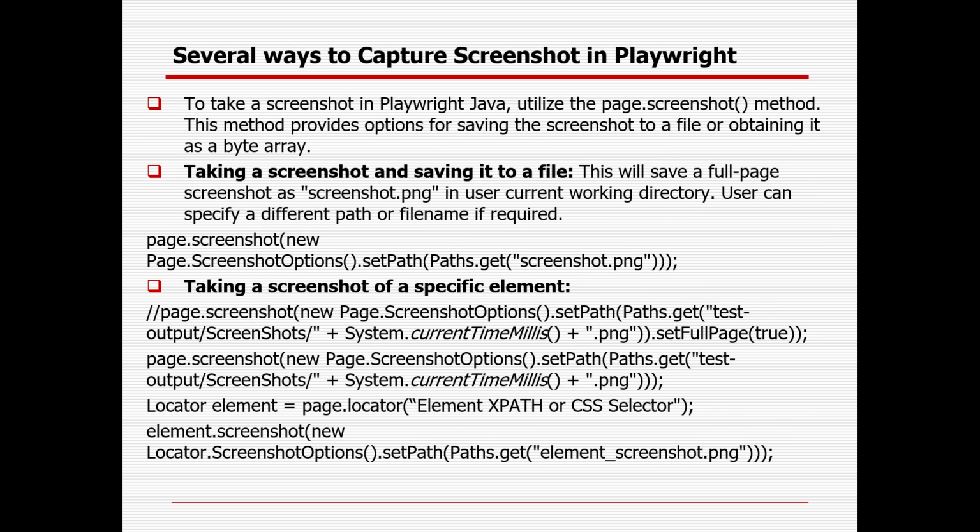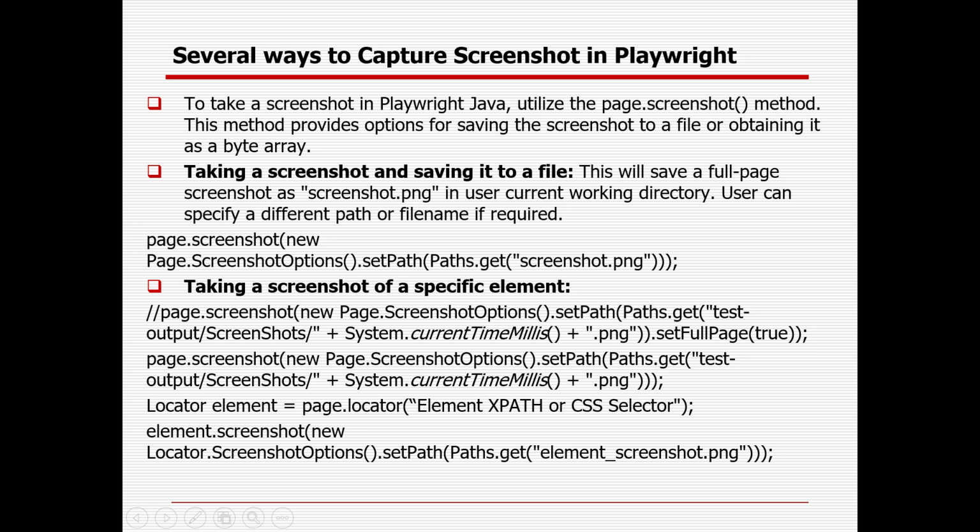There are several ways to capture a screenshot in Playwright with Java. To take a screenshot in Playwright Java, utilize the page.screenshot method. This method provides options for saving the screenshot to a file or obtaining it as a byte array. Taking a screenshot and saving it to a file will save the full page screenshot under any name you give. It is saved in the user's current working directory, and you can specify a different path or file name if required.